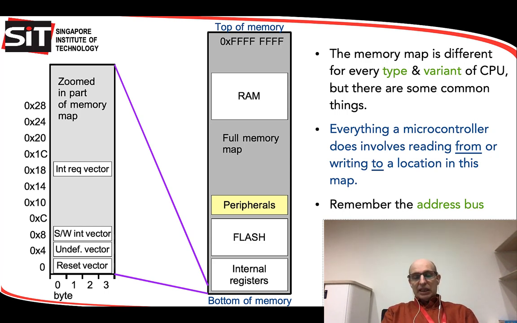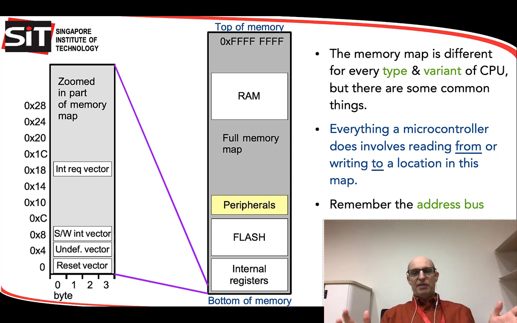Now, it doesn't mean that every part of that memory map is used. There's parts of the memory map that are dedicated to, let's say, RAM, or peripherals, or internal registers. And inside there's lots of gaps. Only parts of it are used. And part of this is because the potential memory space is so enormous with a 32-bit address bus. But also because when you buy a CPU, you buy a variant with different functionality.